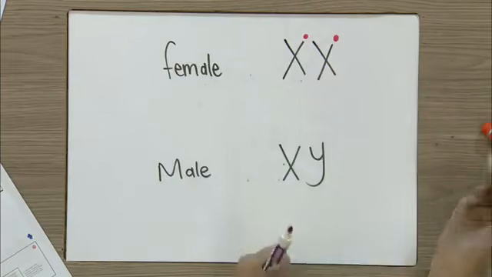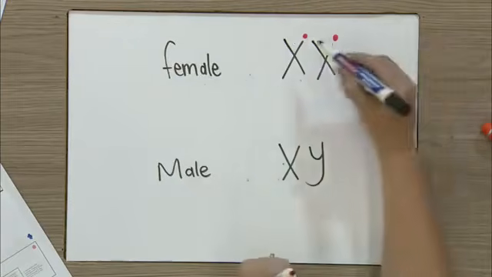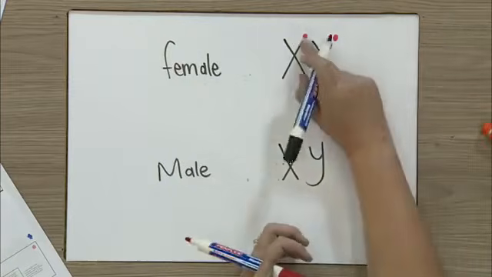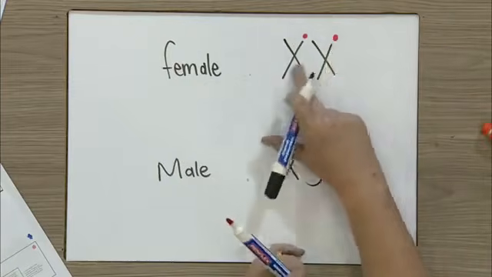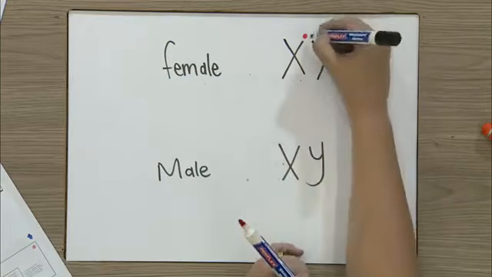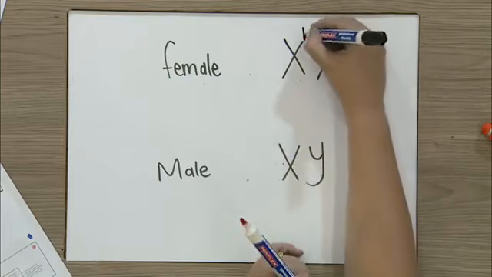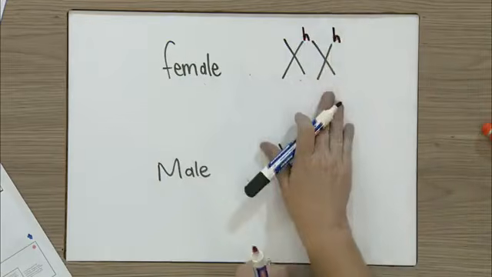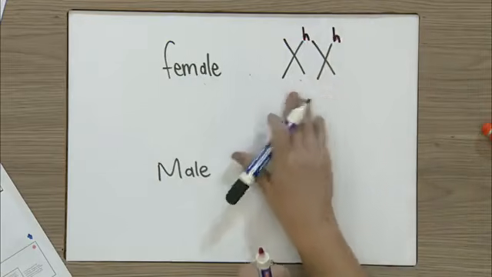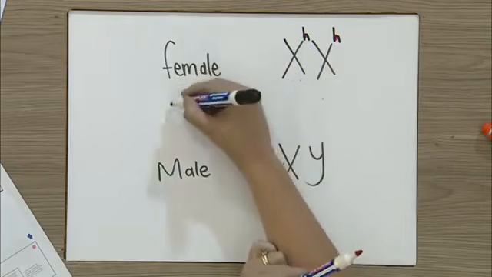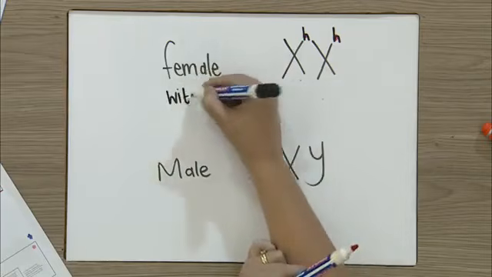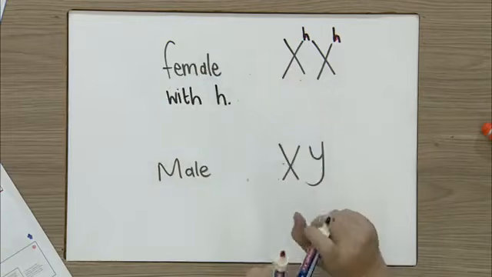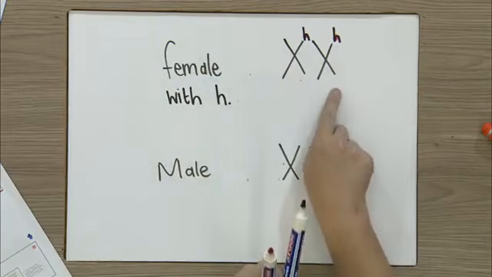So in the exams, we're definitely not going to use little dots on a paper. We're going to put a letter on that X, right? So let's, for example, put a little H there and a little H there. So this will now be the genotype of a female with haemophilia. I'm just going to write a little H there. So this is a female with haemophilia.